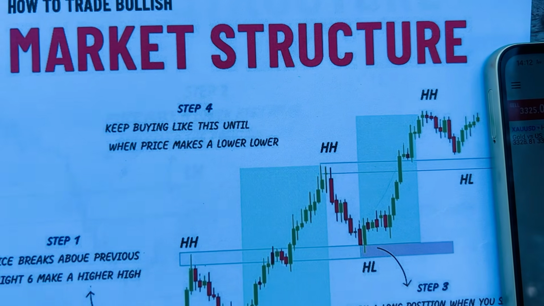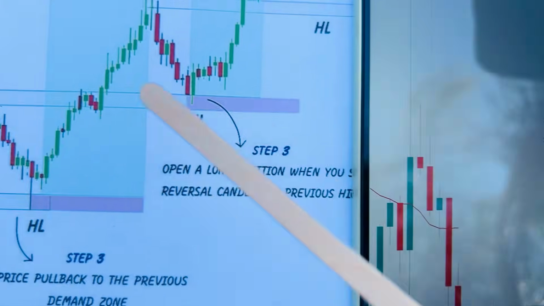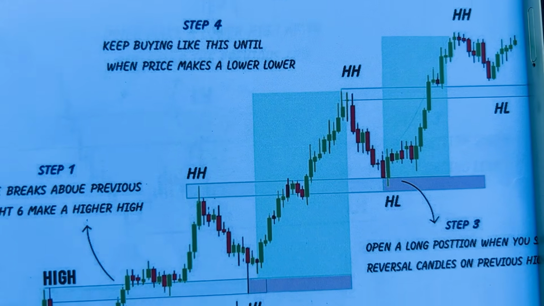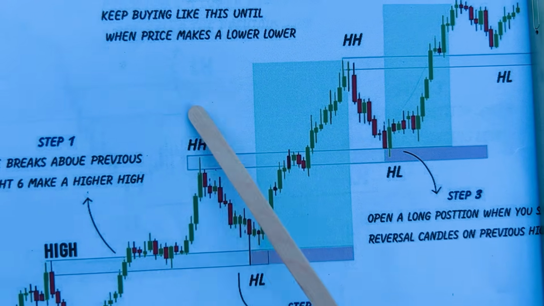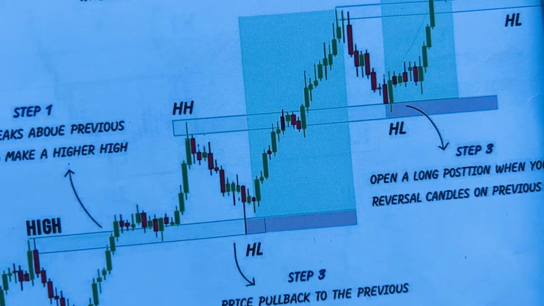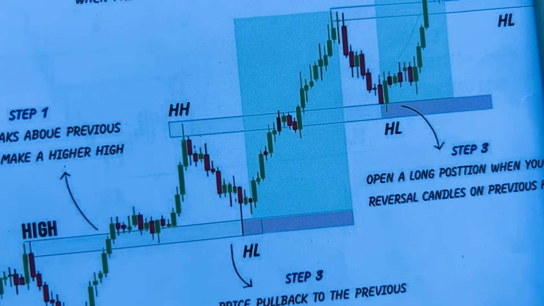Most traders lose money not because of bad indicators, but because they don't understand market structure. If you can't read price like a book, you are gambling. In this tutorial, I will show you how pro traders break down market structure the way banks and institutional traders do.